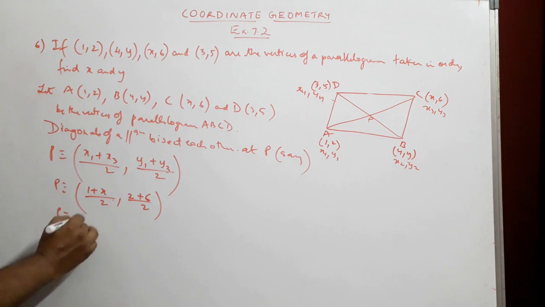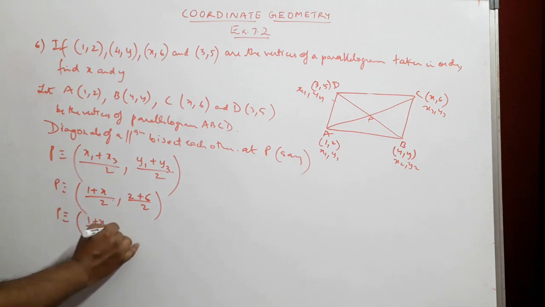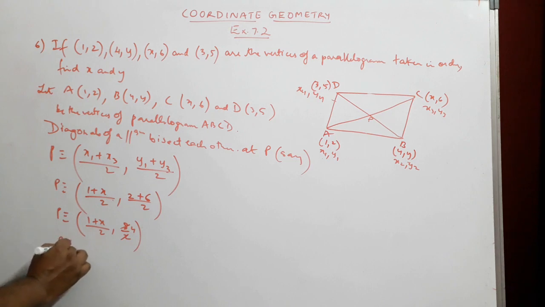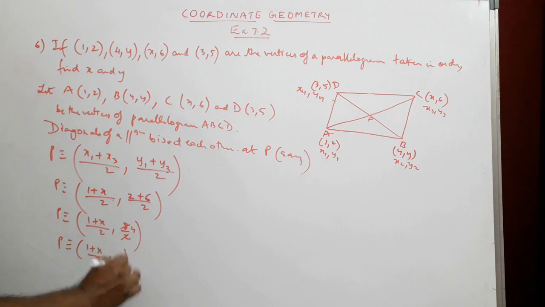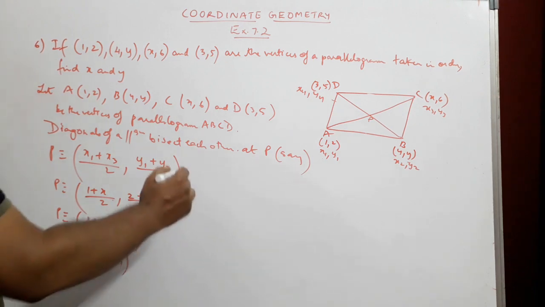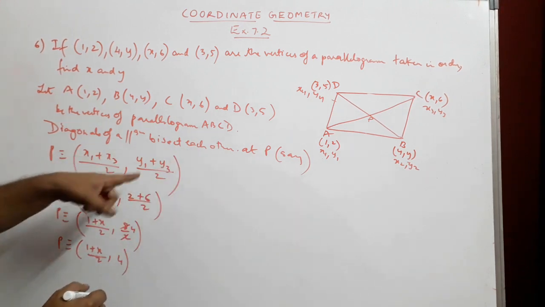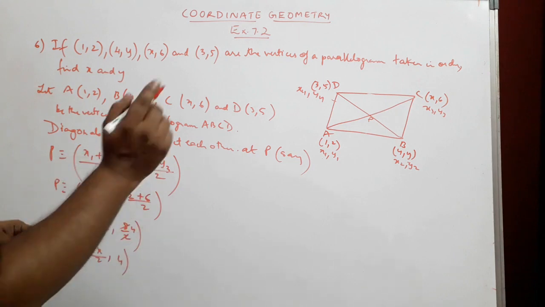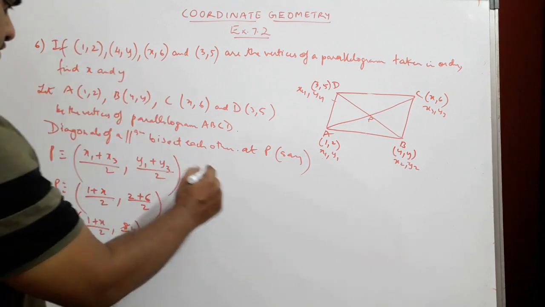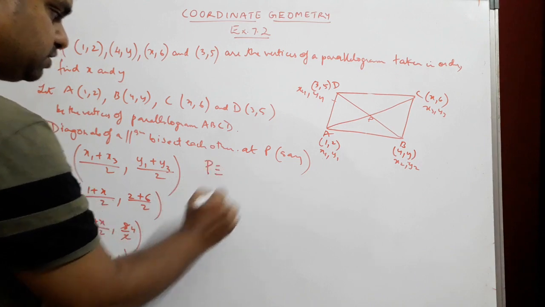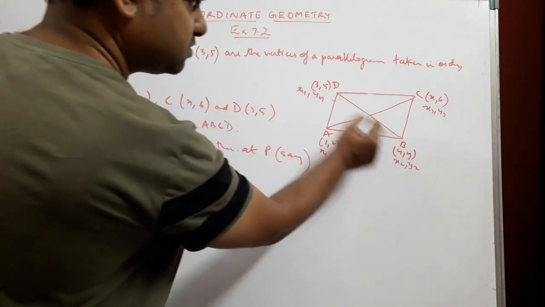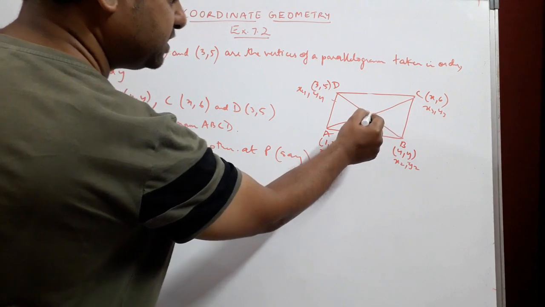So P corresponds to ((1 plus x) upon 2, 8 upon 2), and 2 into 4 is 8, so we get 4. P corresponds to ((1 plus x) upon 2, 4). Now this is of course using x1 plus x3, but we can also use x2 and x4, and that too corresponds with P, because the diagonals bisect at the same point.